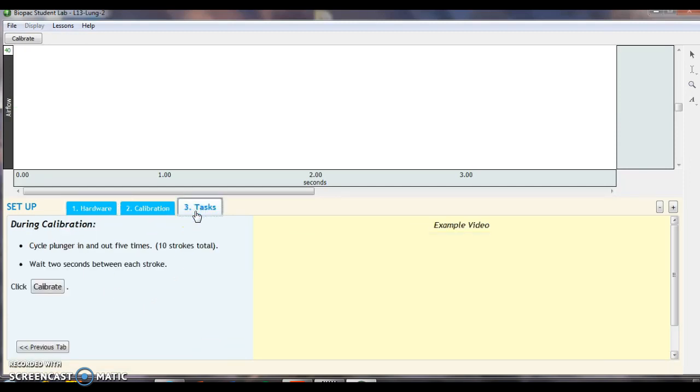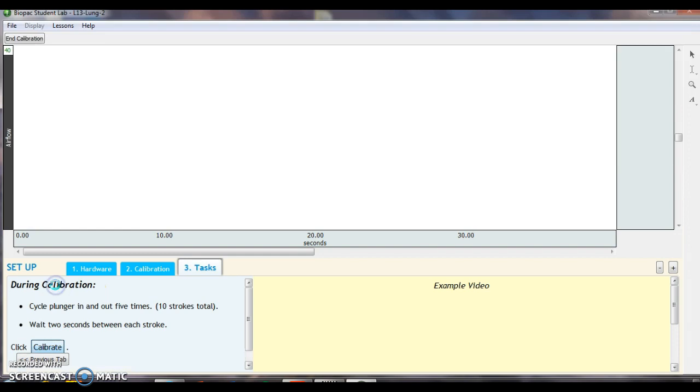I'm going to go to Tasks now. It now wants me to cycle the plunger out 5 times. This is going to let it know the volume. We only have 2 of the plungers. They hold about 1 liter of air. So you guys need to basically take turns in doing this activity.